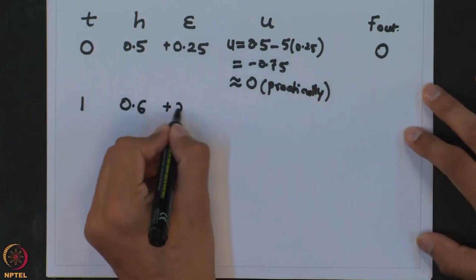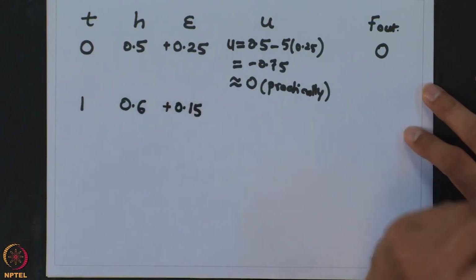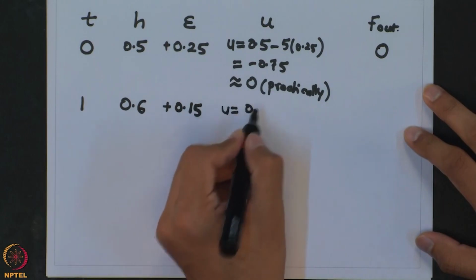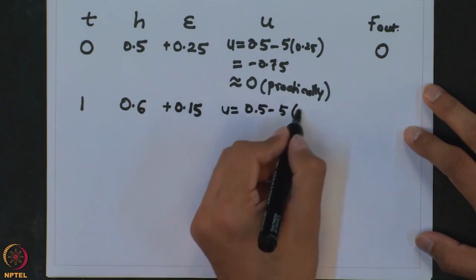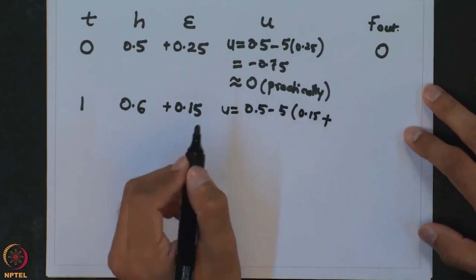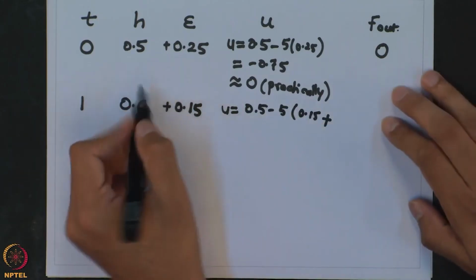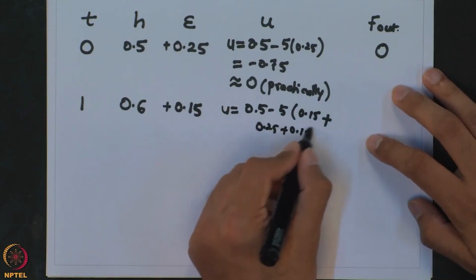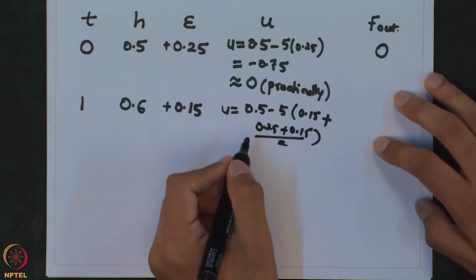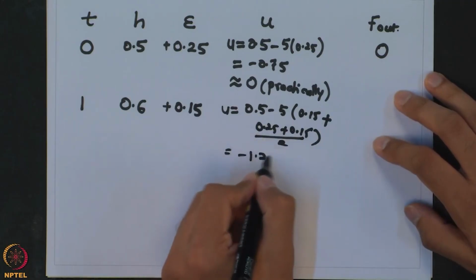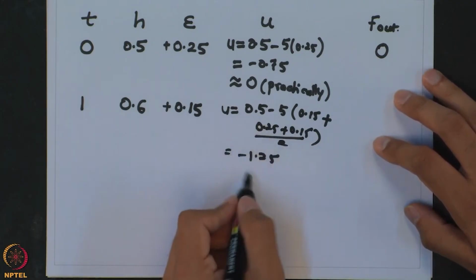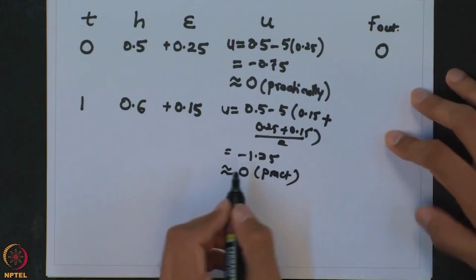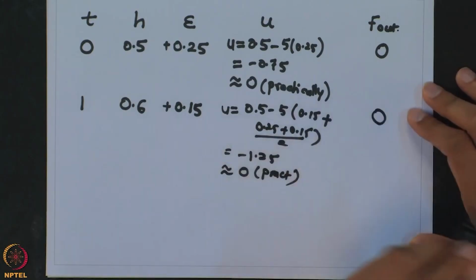The error is now better, the error has become 0.15, and the output will now be 0.5 minus 5 times 0.15 plus integral of error. So, the integral of these two errors will have 0.25 plus 0.15 over 2, which comes out to be minus 1.25. So, again this is less than 0. So, practically the valve is still closed. So, outlet is still 0.